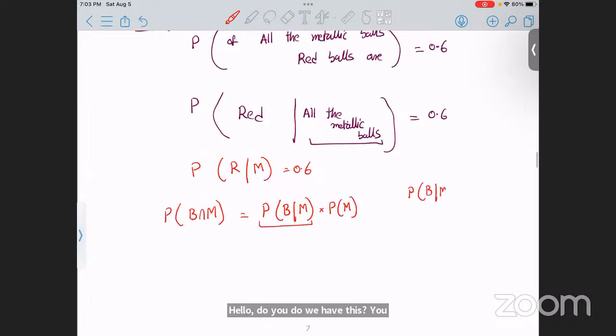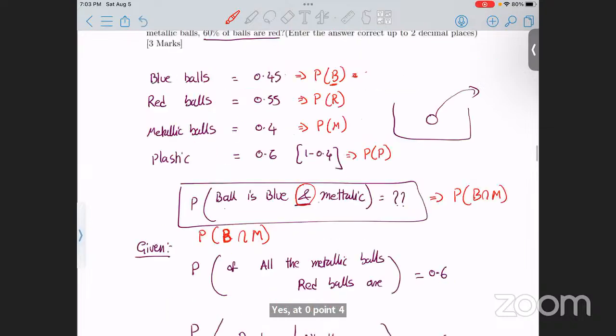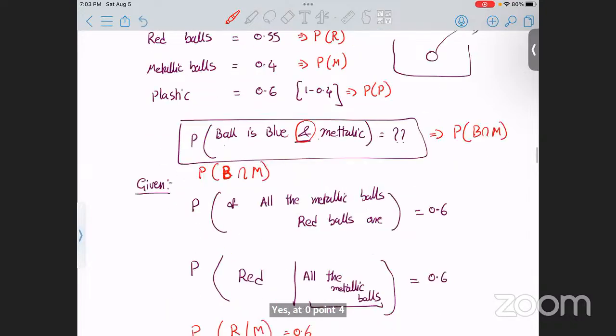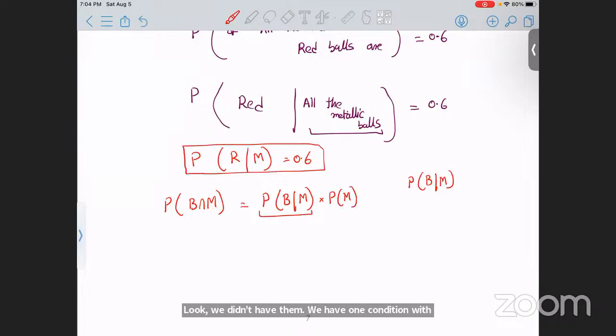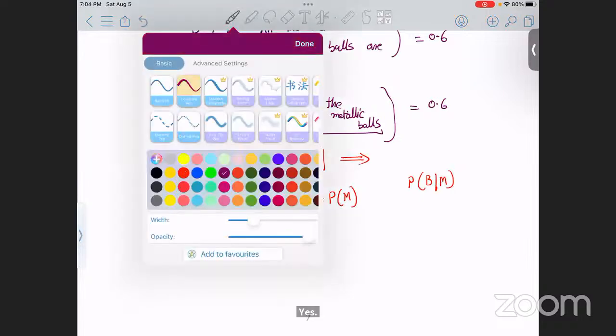Now do we have P of blue ball when conditioned with M? Where is that? Look, we didn't have them. We have red when conditioned with M. Yes, sir, listen to this carefully. From this we can obtain it. So then it will be 1 minus. How can you obtain?